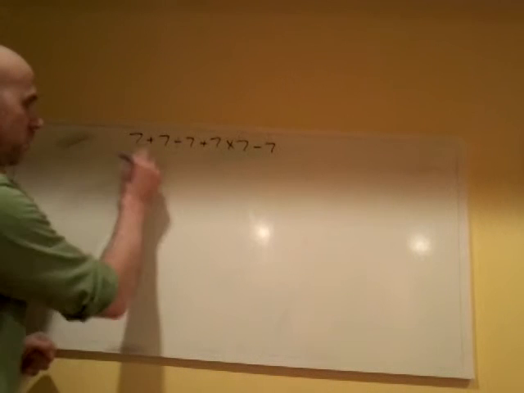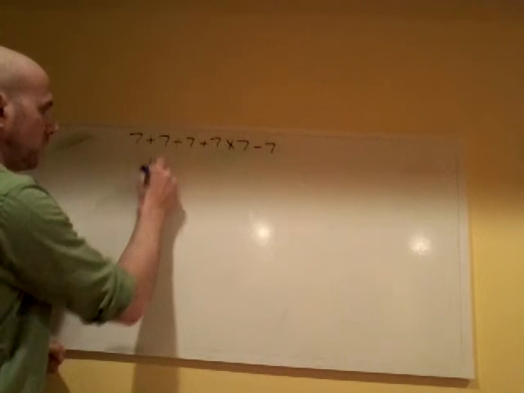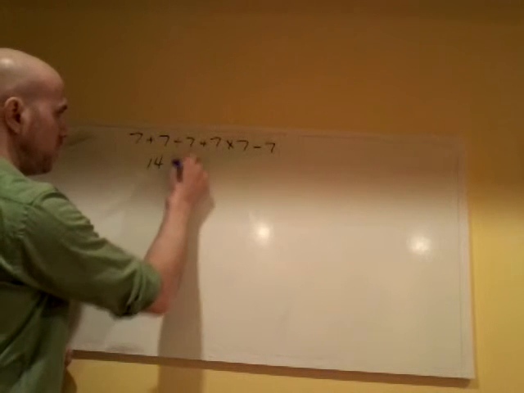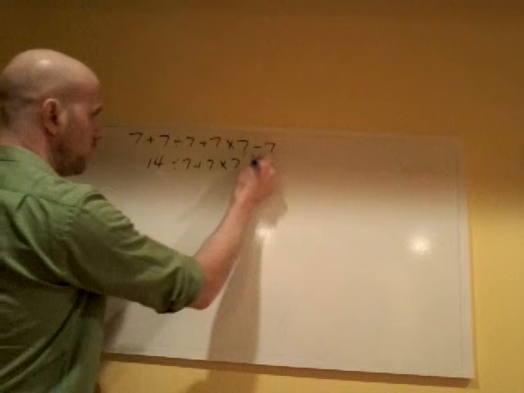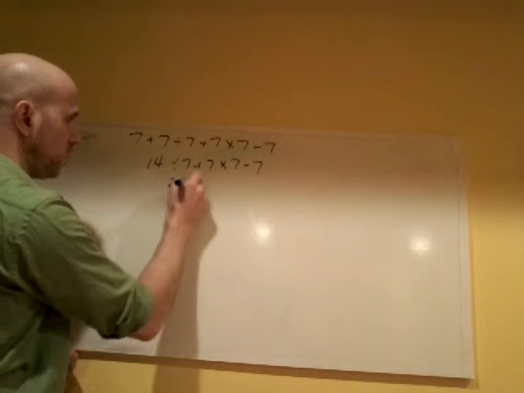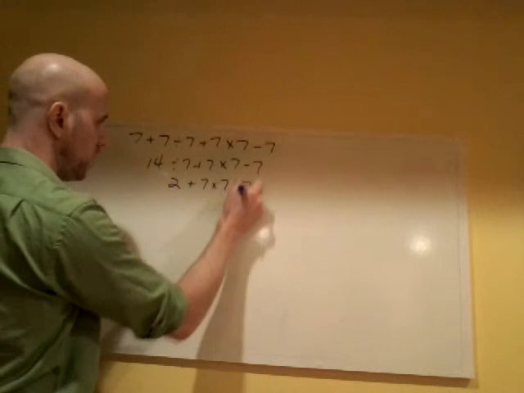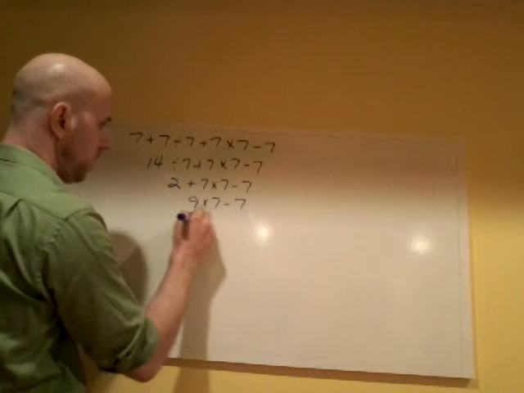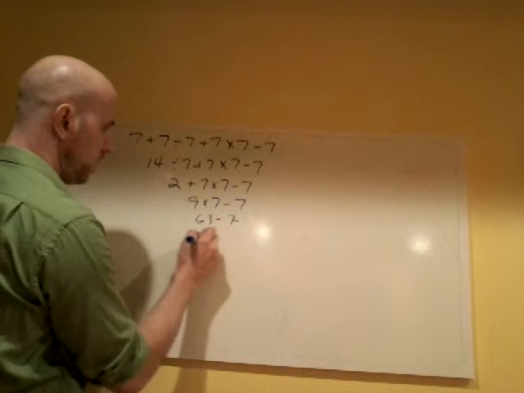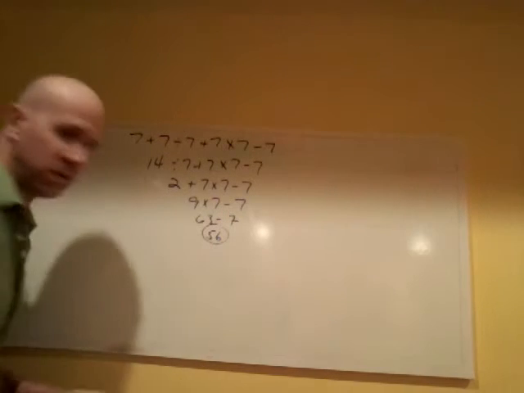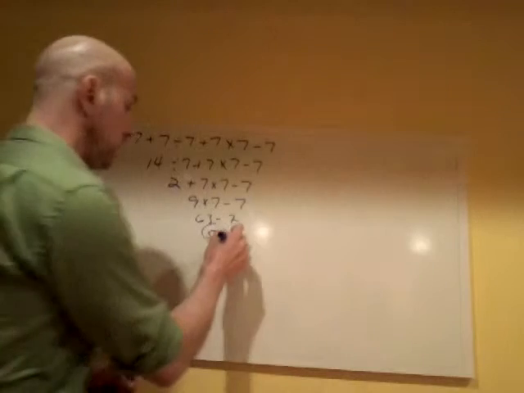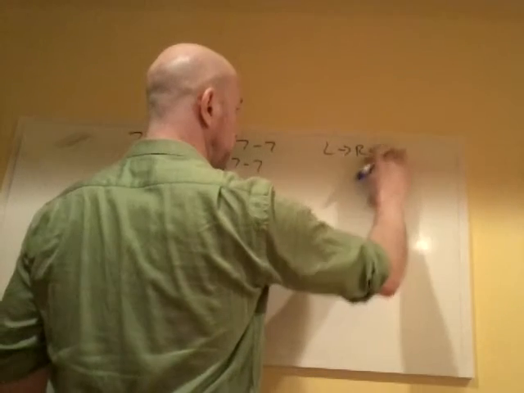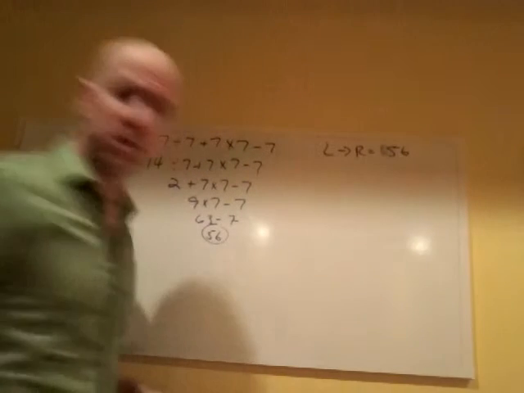So we got 7 plus 7, this is 14, okay? Divided by 7, plus 7 times 7 minus 7. Next thing, this is 2 plus 7 times 7 minus 7. 9 times 7 minus 7. This is 63 minus 7, or we get the answer of 56. This was a very, very common answer. Alright, this is going left to right. We get 56.